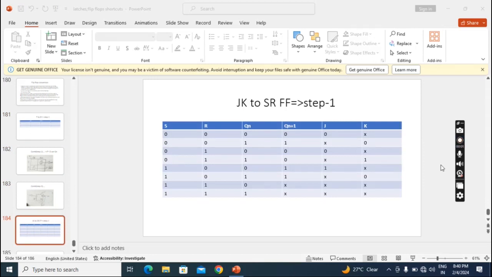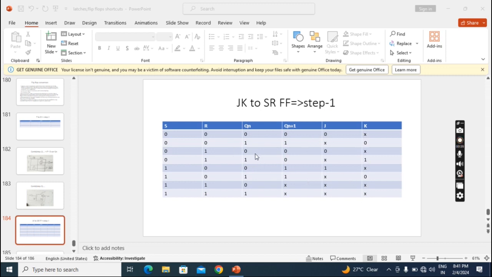In this lecture, we will see the flip-flop conversion process of JK to SR. This is step 1. I told you we have to take the characteristic table of the required flip-flop and the excitation table of the given flip-flop. SR is the required, JK is the given. So this part, SR Qn to Qn+1, will become the characteristic table of SR. And Qn to Qn+1 with JK will become the excitation table of JK.